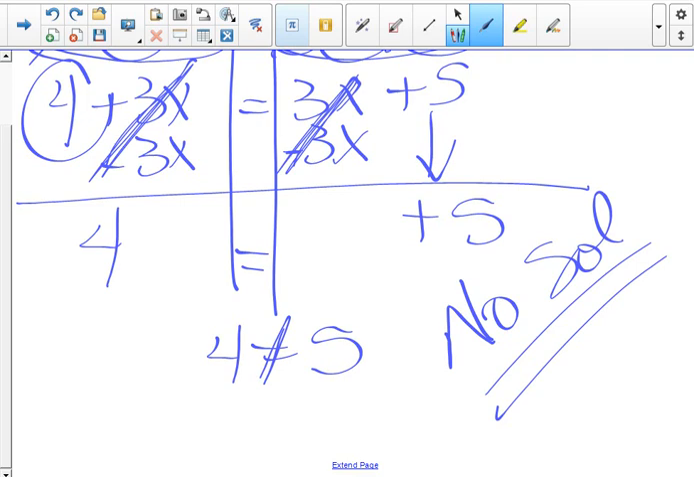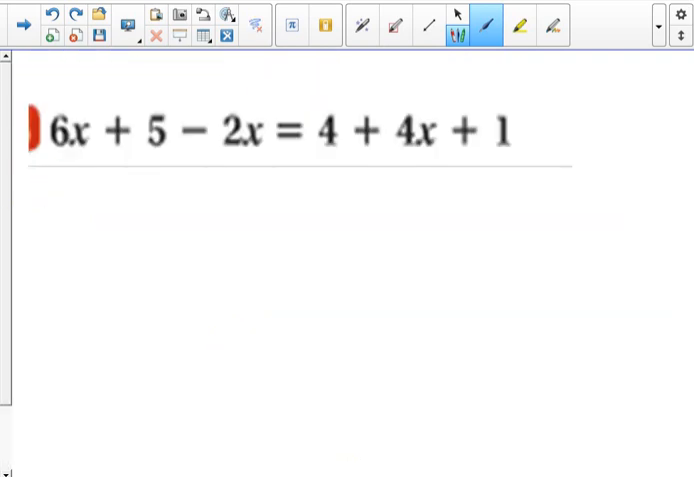Any questions about that? Now what happens if your variables go away and it's a true statement, like 5 equals 5? Well then, that's all solutions. Any number we plug in there will work. So if it's a true statement, it's many solutions, infinitely many solutions. Anything you plug in there will work and be a true statement. So let's look at this guy.